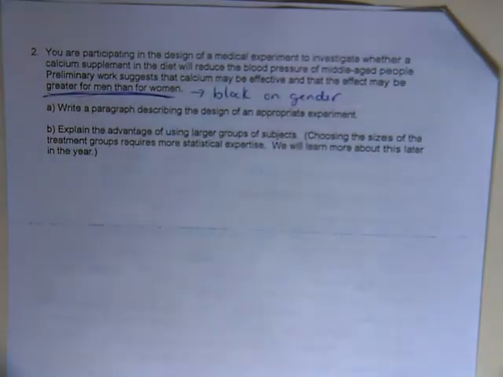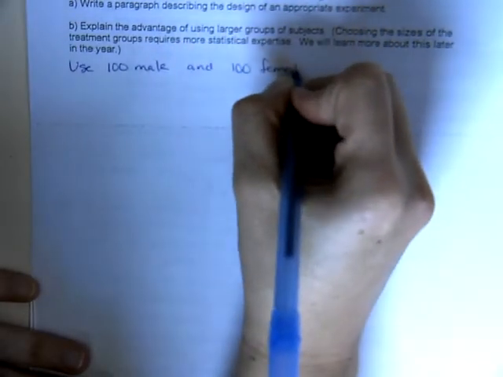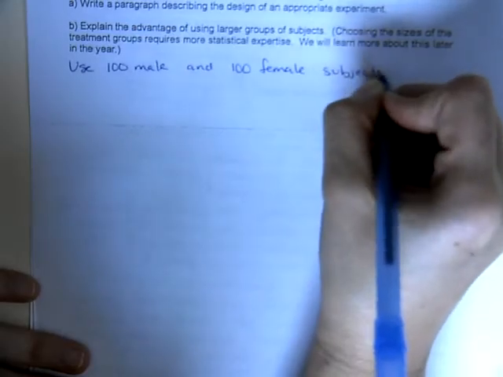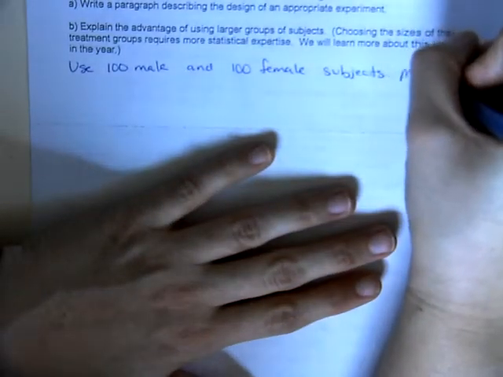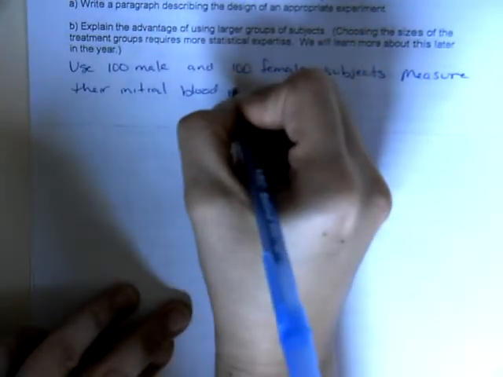Okay. So first thing, we're going to write a paragraph describing our design of our appropriate experiment. So here's one where we're going to have to end up blocking, and then we'll answer B after. So let's pretend I have 100 men and 100 women. So I'm going to use 100 male and 100 female subjects. First thing I want to do is measure their initial blood pressure.